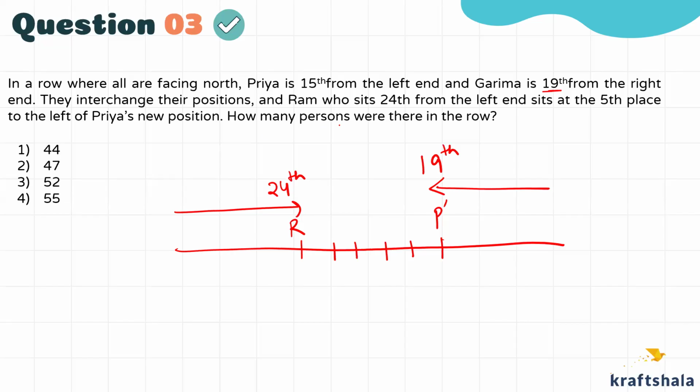Now the question is asking how many persons were there in the row. So 24 this, 19 this, and 4 these. So 24 plus 4 is 28, plus 19 is 47. Right? Ram is 24th from the left, that means 24 people are counted from the left. Priya's new position is 19th from the right, so 19 people are counted from the right. That makes it 43, and 4 people are sitting here.